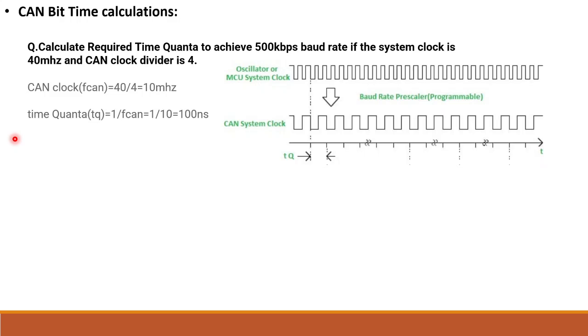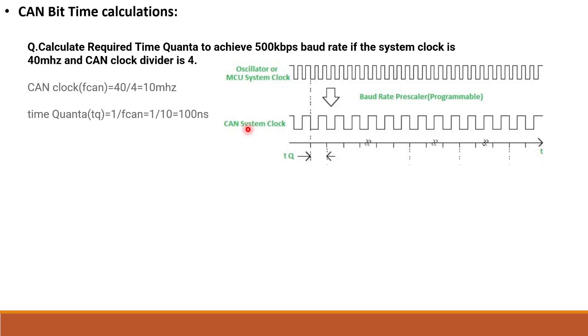Now I will get the time counter. From the frequency, 1 divided by the frequency gives the time counter. Here 1 divided by f_CAN, which is 10 megahertz, gives 100 nanoseconds. 1 divided by 10 megahertz is 100 nanoseconds. This is one time counter.